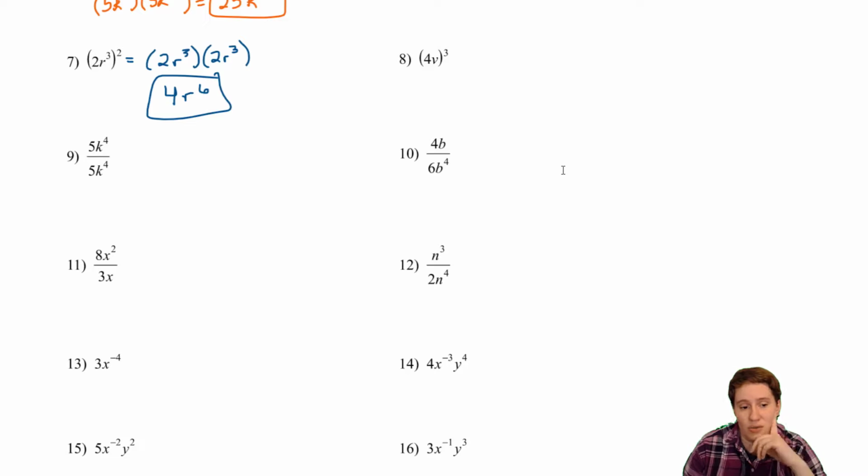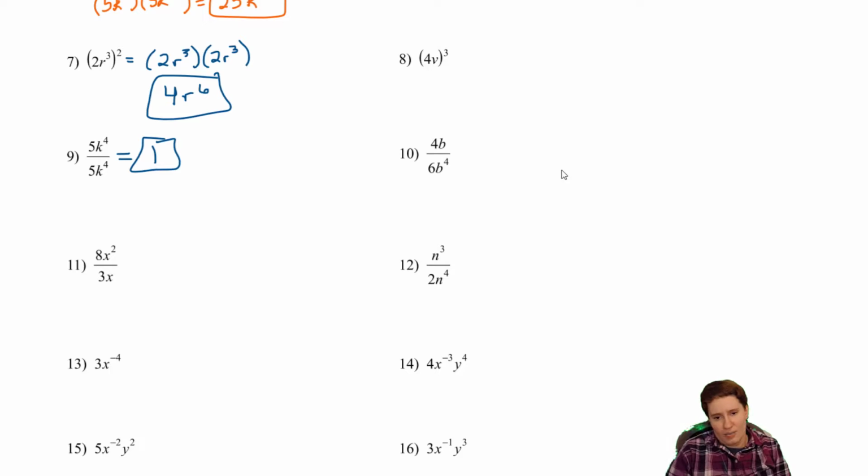And then k to the 4th over k to the 4th we can also simplify by saying how many k's do they both have. Those are the same number of k's, so they actually just cancel out completely. This ends up being 1 because we have the same thing on top and bottom. That's the only way we can get 1, is by having the same thing on the top and bottom, or by having something to a 0 exponent would give us 1.